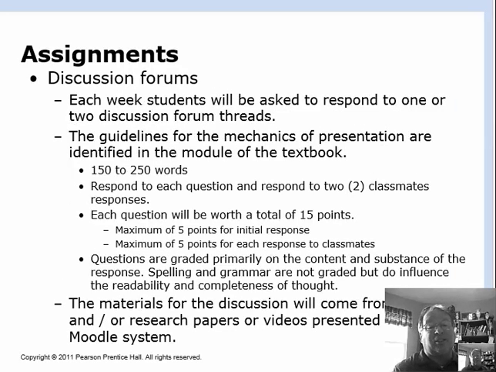There are discussion forums. Each week we'll have at least one, possibly two discussion forum threads. You're expected to respond 3 times. You will have an initial response. Clearly, you should have at least 150 to 250 words in your response. And then you're also going to respond to 2 classmates. Each of those responses should be detailed and should be in the ballpark of 150 to 250 words. Each question is ultimately going to be worth 15 points: 5 points for the initial response and 5 points for each response to the classmates. That's the maximum. Obviously, your response will be graded.